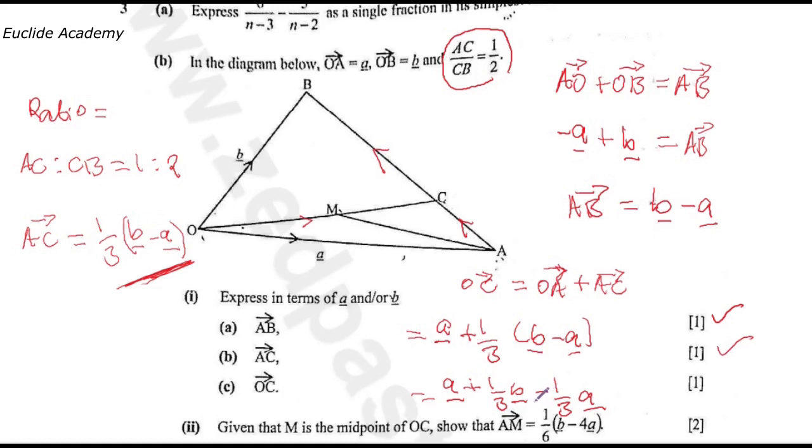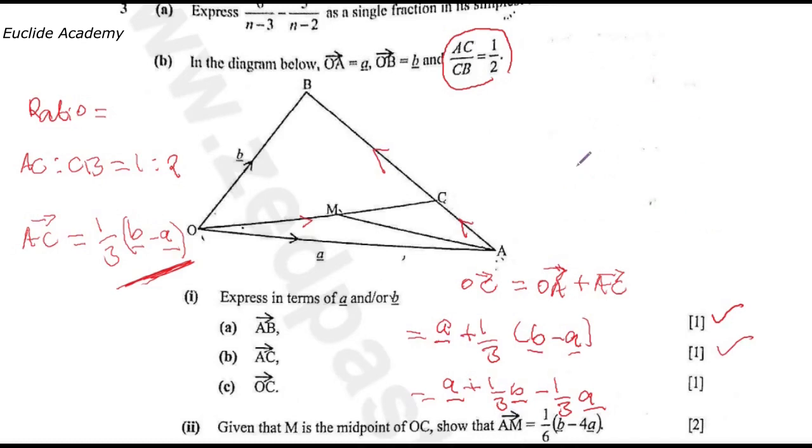Allow me to create some space by removing this part here. If you want to refer to it, you can just play back the video. Alright, so if we put the like terms together, that is coming from here, we're going to have A underline minus 1/3 A underline plus 1/3 B underline.